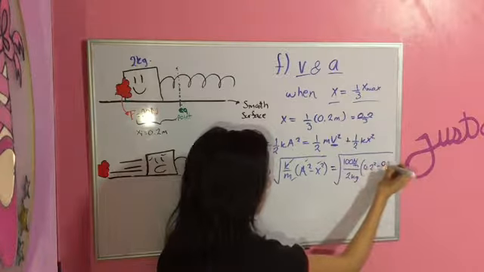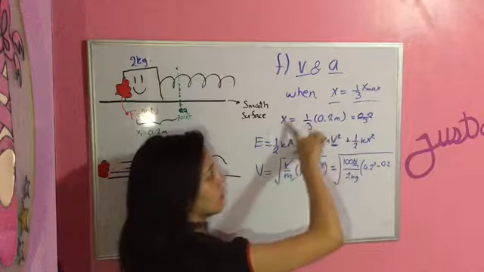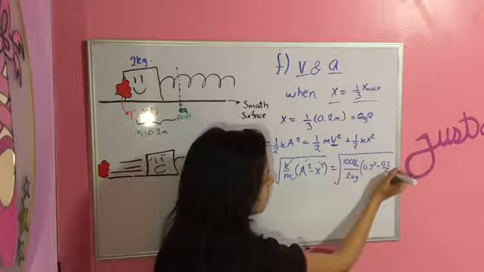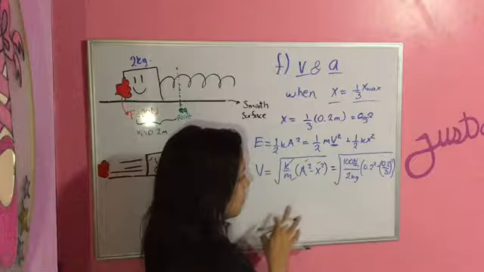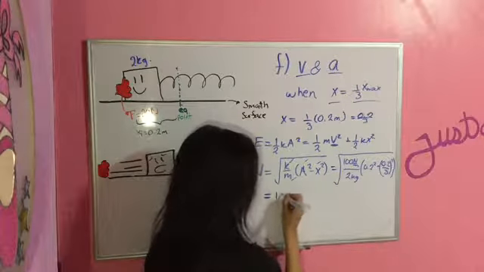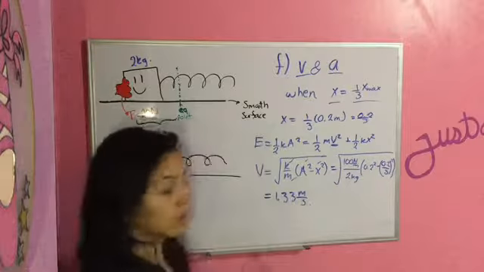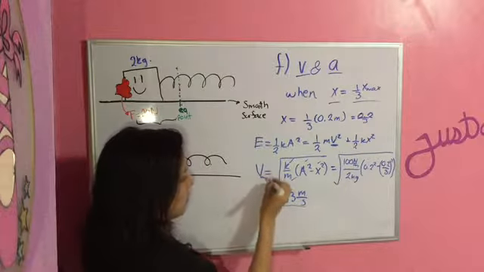And you have to remember that x is equal to 0.12 over 3 because we're taking into account 1/3 of the distance. And now our velocity is 1.33 meters per second.